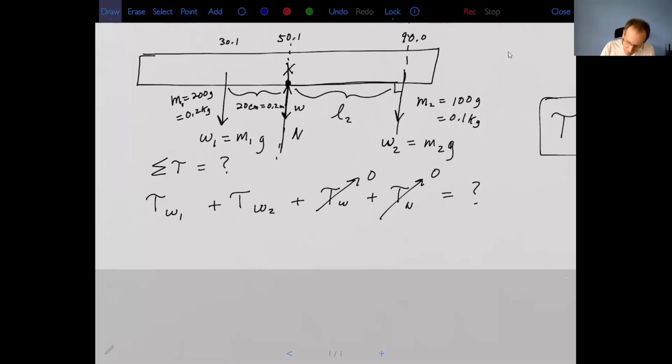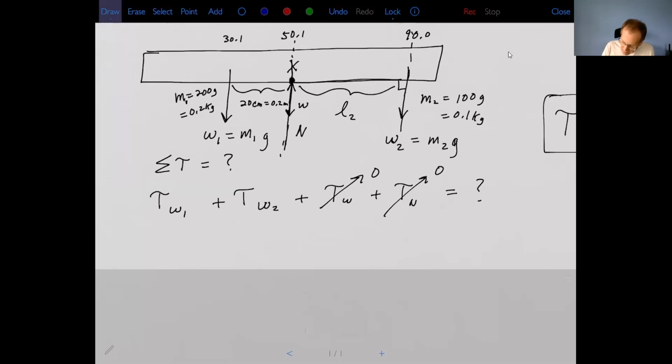So let's look at the rest of this. Torque due to W1. Well, the force is W1, that's just the weight. So in this case, it would be M1, which is 0.2, times G, 9.8. So that's my force, that's the weight, times the moment arm. Well, what is the moment arm in this case? It's this distance, right? That perpendicular distance. And by design, we set that up to be 0.2. So this is 0.2 meters. So that's my F, the weight, times L.